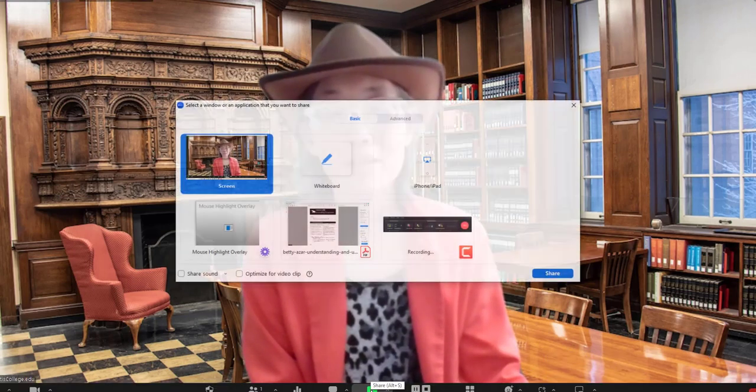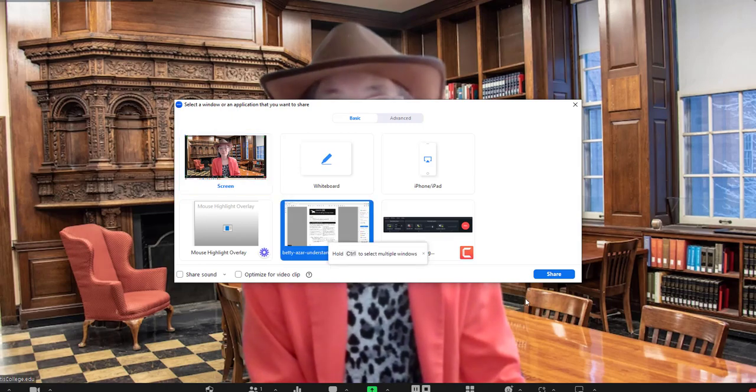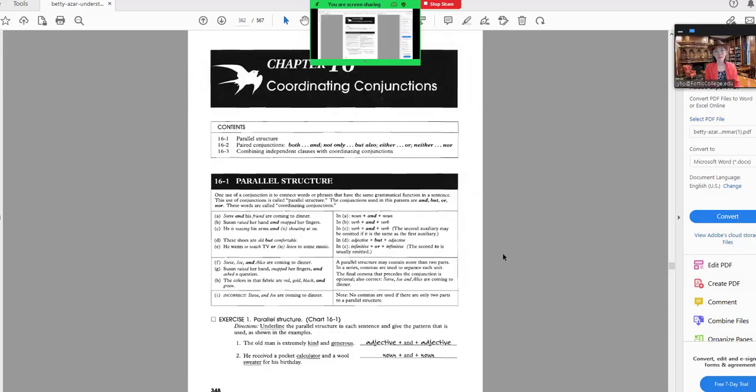Good afternoon, students. So today I'm going to do a grammar chapter in Azar. So without further ado, I am going to show you what I'm going to do for today. So here is today's chapter. Today I'm going to go over chapter 16, coordinating conjunctions.